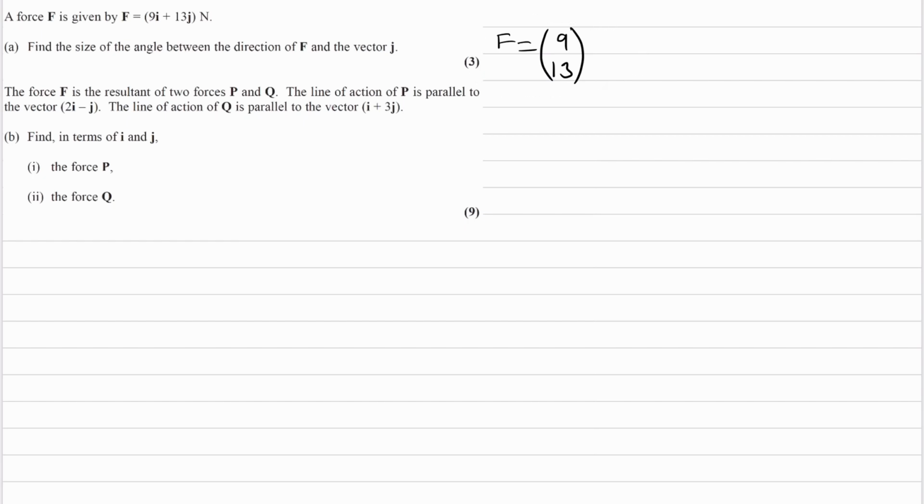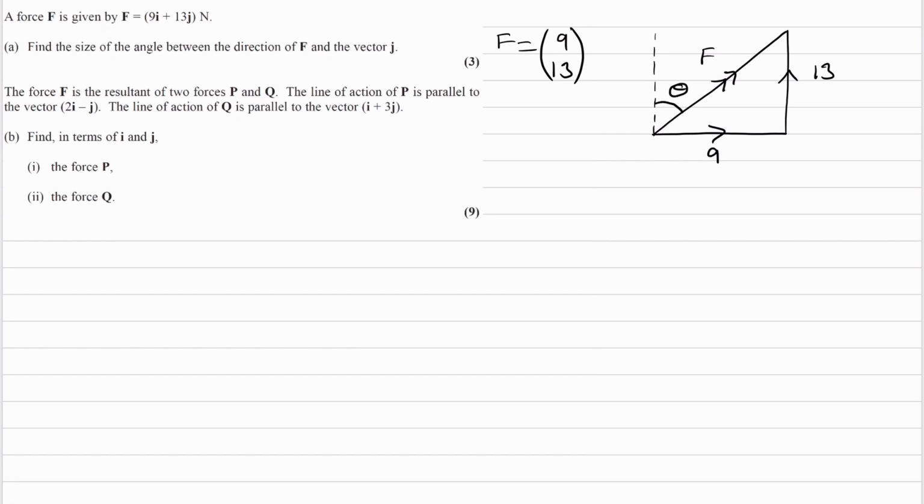It's 9i plus 13j, so 9 in the positive x direction, and then 13 in the positive y direction. And then this is the resultant of the two. That would be F. So we're trying to find out the angle between this vector and the vector j. The vector j is the unit vector in the vertical direction, in the y direction. That's that way. So we're trying to work out what this angle here is.